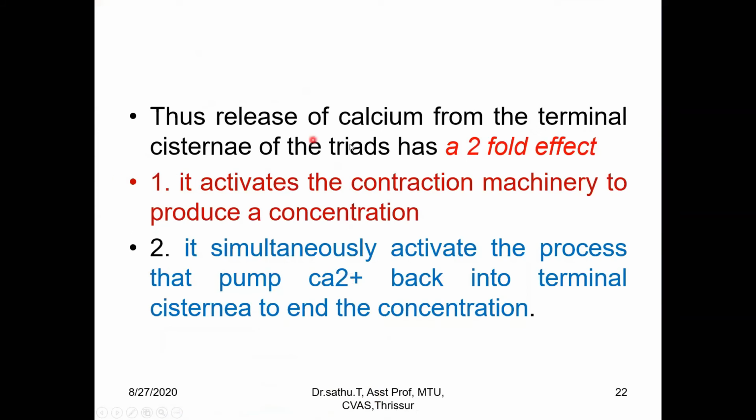Thus, the release of calcium from the terminal cisternae has a twofold effect. What is the terminal cisternae? You know that the sarcoplasmic reticulum and the T tubules together are called the terminal cisternae, or the triads. It activates the contraction machinery to produce the contraction. For the muscle contraction to take place, it pumps out the calcium. For the muscle to relax, it has to reabsorb the calcium back into the sarcoplasmic reticulum. That is what we call a twofold effect, and it acts simultaneously.